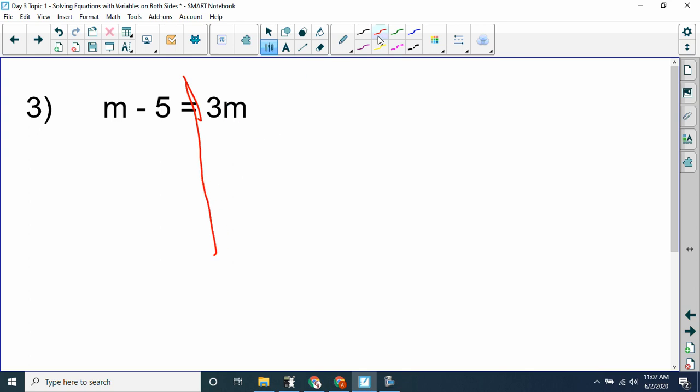M minus 5 equals 3m. My m's are on different sides. I need to put them on the same side. I'm going to do that by subtracting m.